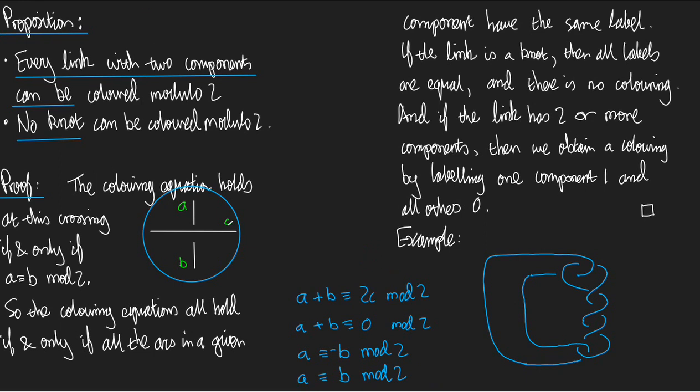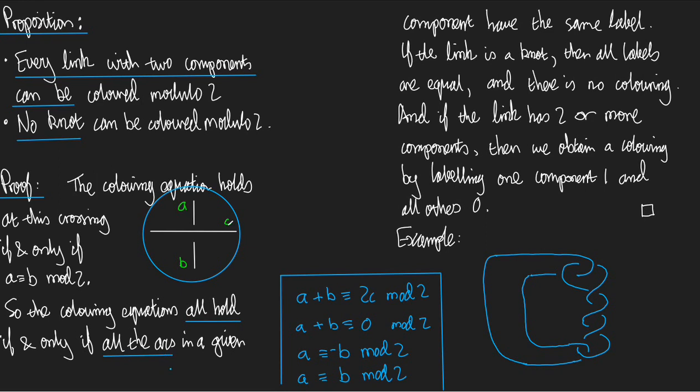And let's just leave that alone down there in the corner. Now, back to the proof. The coloring equation holds at this crossing if and only if A is congruent to B mod 2. So consequently, the coloring equations all hold if and only if all the arcs in a given component have the same label.